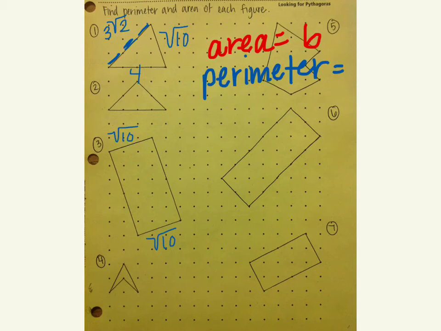So to answer the question about perimeter, remember perimeter is adding up all of the surrounding sides. So when I go around and see the surrounding side lengths, I add them up. I have 3 square root 2. I add that to the square root of 10, and I add that to 4. That's my answer for number 1's perimeter. I leave it just like that because I cannot combine any further. There are no more like terms, unless I go into messy decimals, but I'm going to leave it as a radical.